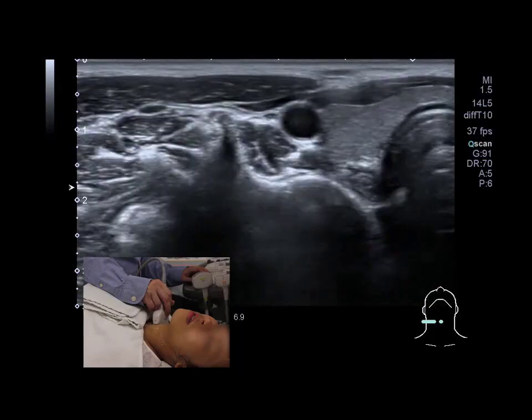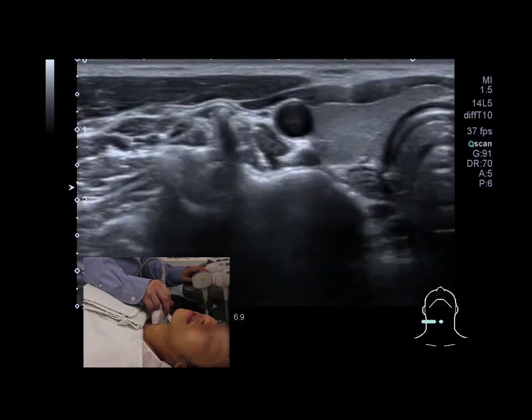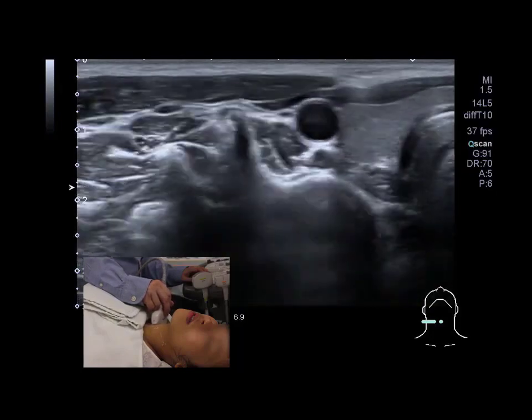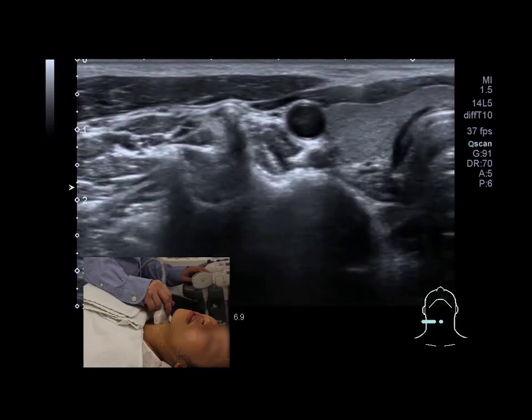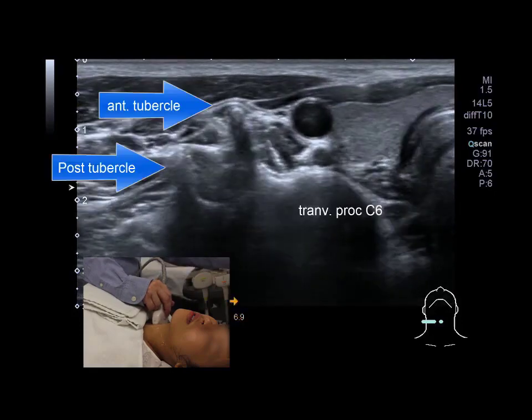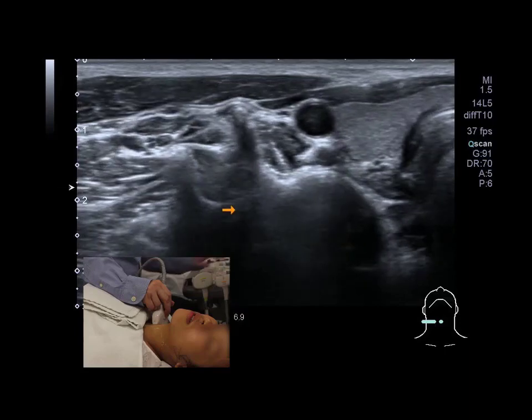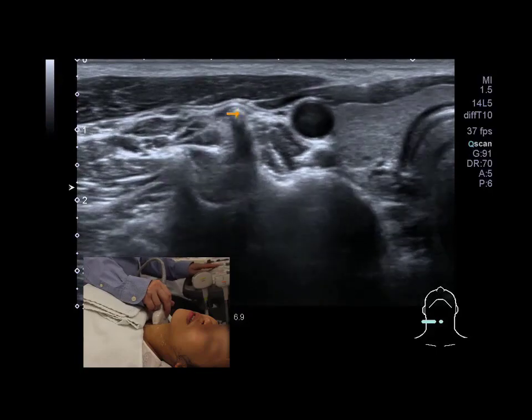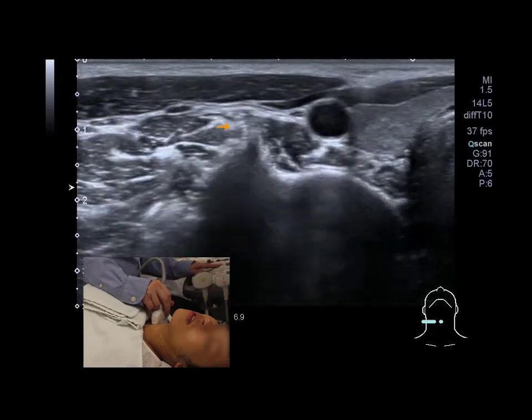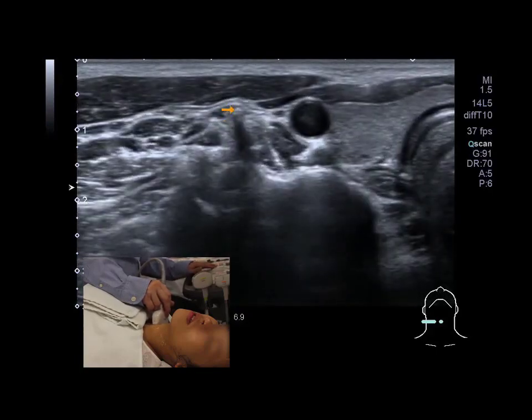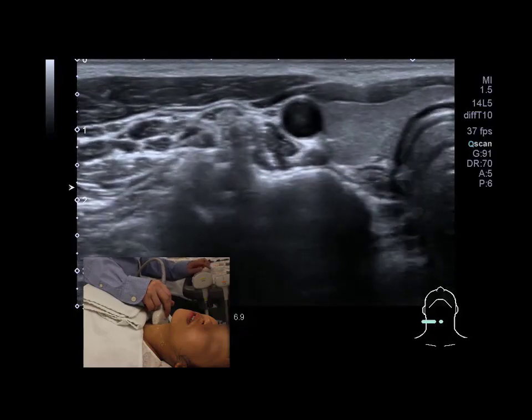Okay, next we will focus on anterior and posterior tubercles of the cervical spine. So this bony spike is the anterior and posterior tubercle, which connect from the transverse process of C6. The most prominent one is the C6 level. The anterior tubercles of other C spines are not prominent like this.